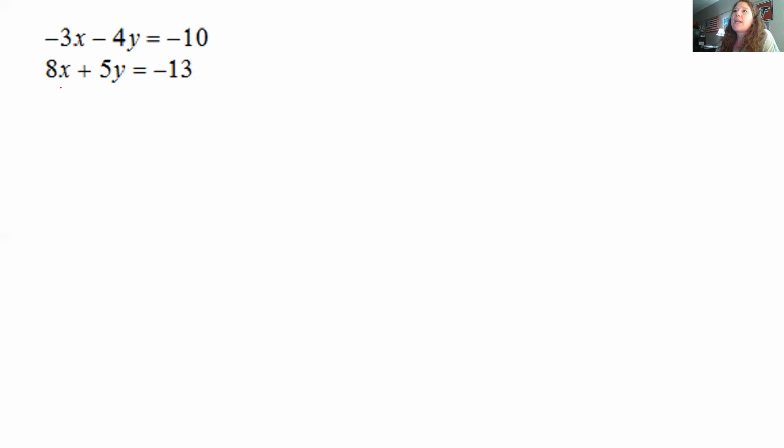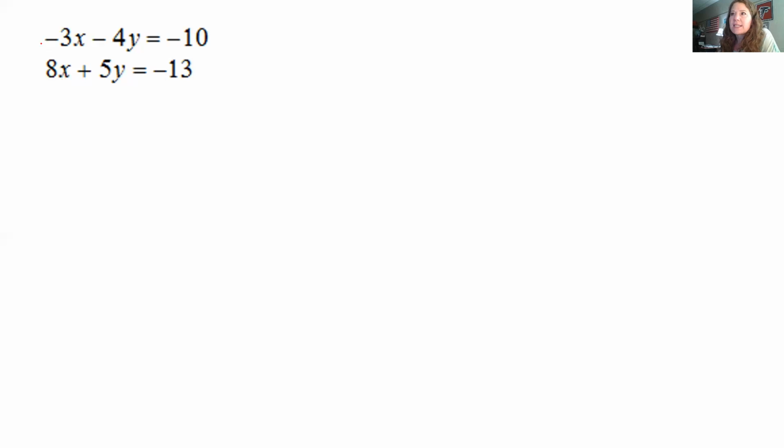Right. So now we're looking at problems where you can't just multiply one equation by a number, because look at this first example. We can't multiply -3 by a whole number to make it equal to 8. And the same thing is true with 4 and 5. So we're going to have to multiply both equations by a different number, okay?